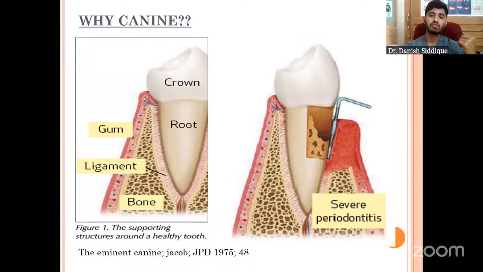But you should not use canine if there is a lot of periodontal breakdown, that is, bone loss present. In these cases, you should not use canine, or in cases where the canine has some mobility, or where there is wear and tear of the canine, with more attrition. You should not try to give canine guidance in those cases. And especially the most important factor is the periodontal breakdown that can be associated.